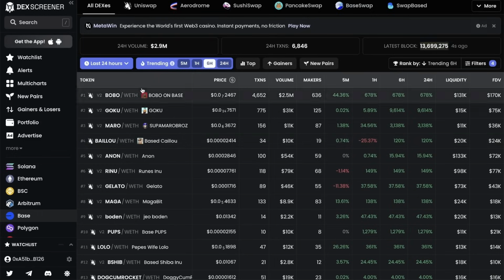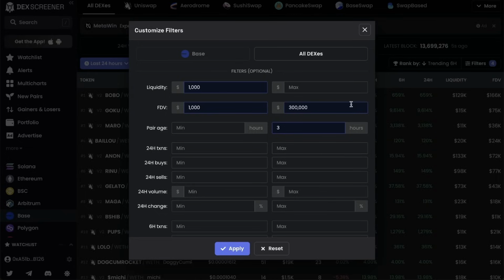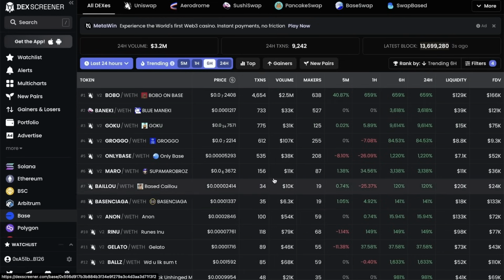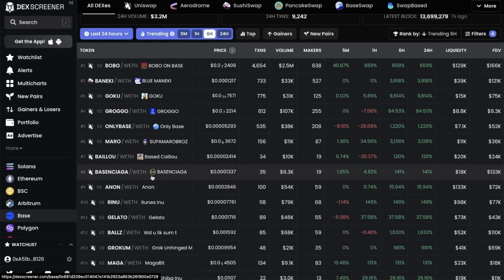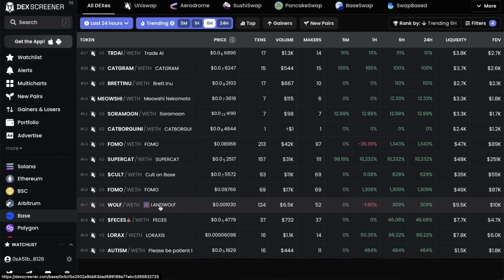All right, so we get still or Marro, but it's not doing super well. And now I will change my filters to 6 hours to see all the other coins. Balenciaga, that's a joke about Balenciaga, I guess. Only Base, Grogo, Blue Maneki, Bobon Base. Let's see. Landwolf. This one is already known.